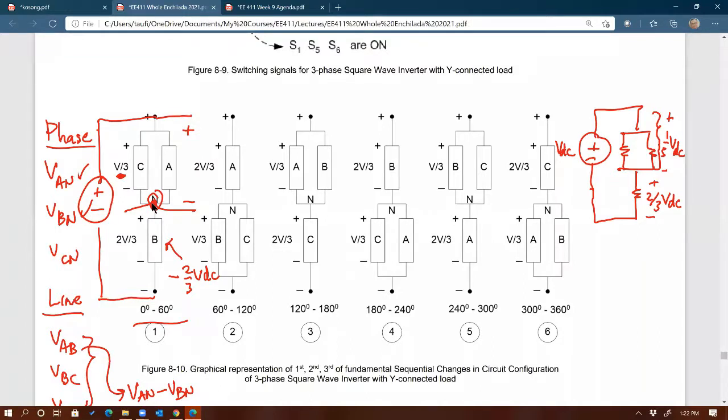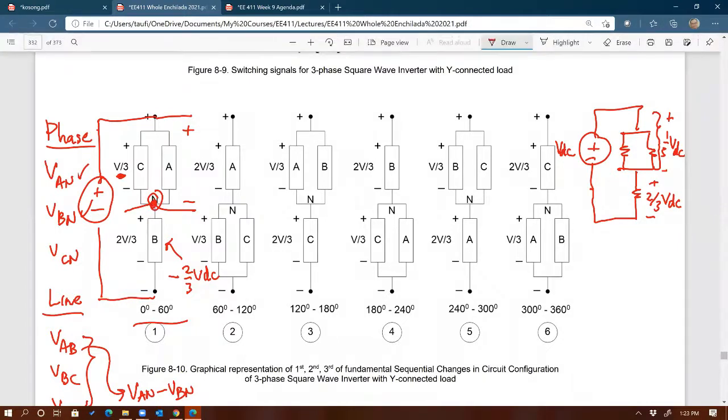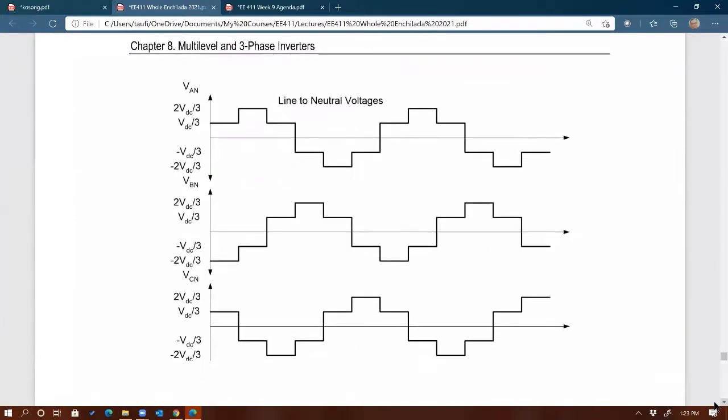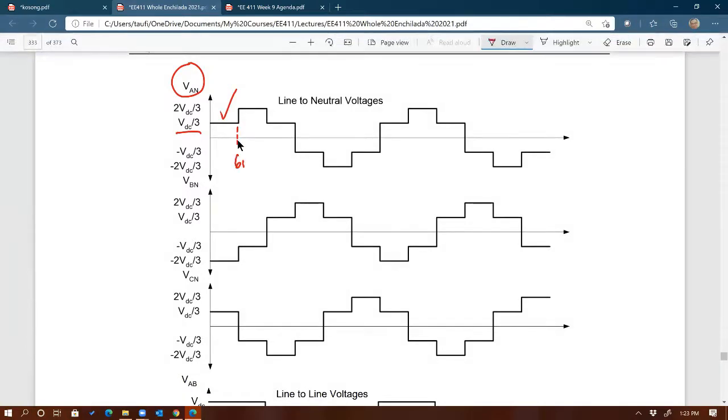Any question on that? So if I draw the waveform from 0 to 60 degrees, then I know that for VAN, that should be 1/3 of VDC right there, just flat. This is 0 to 60 degrees, all of these, right?